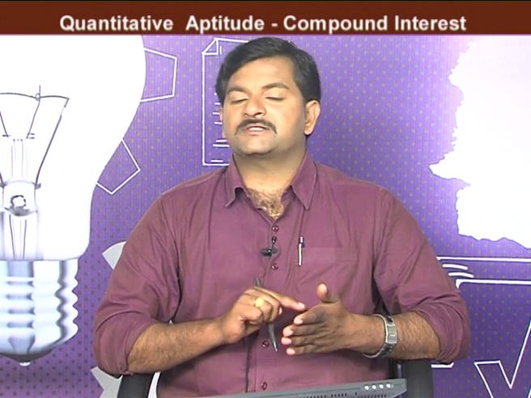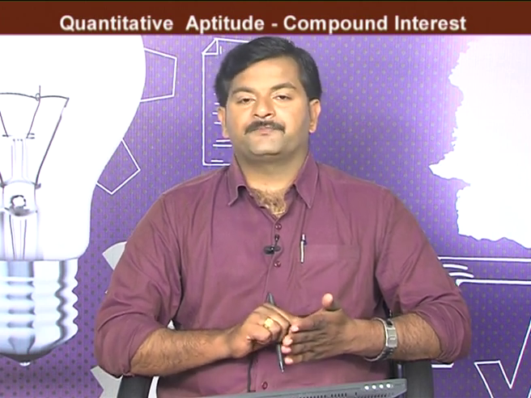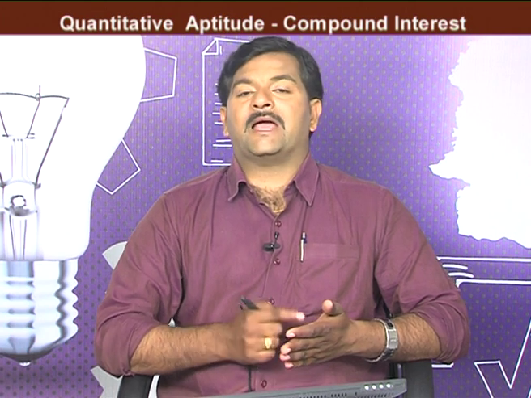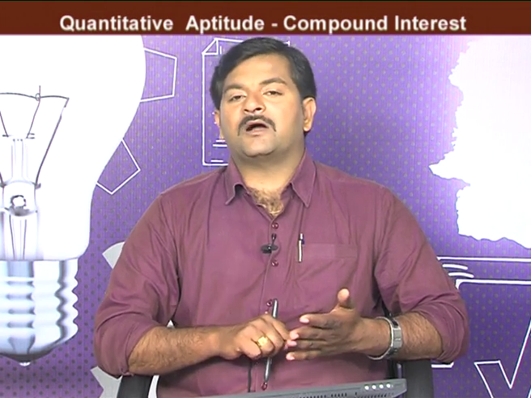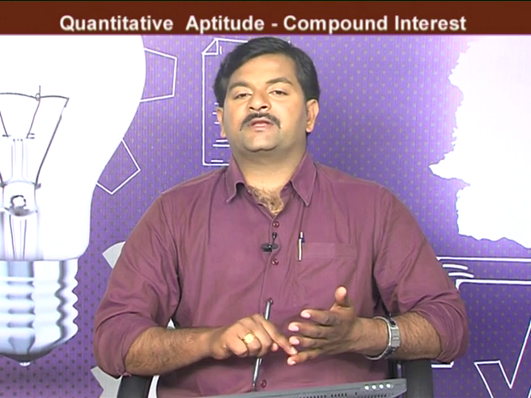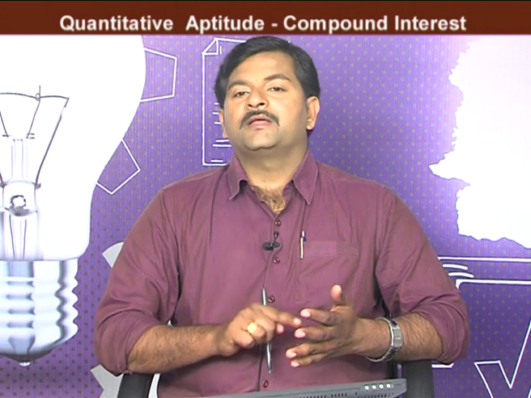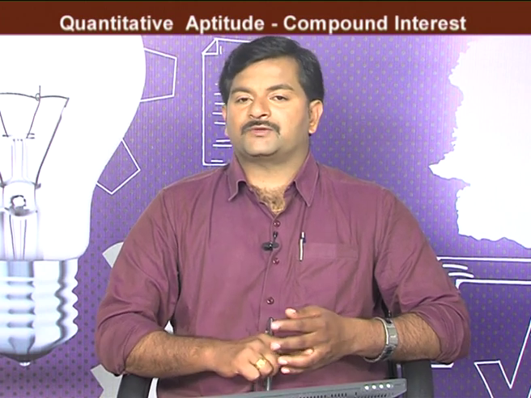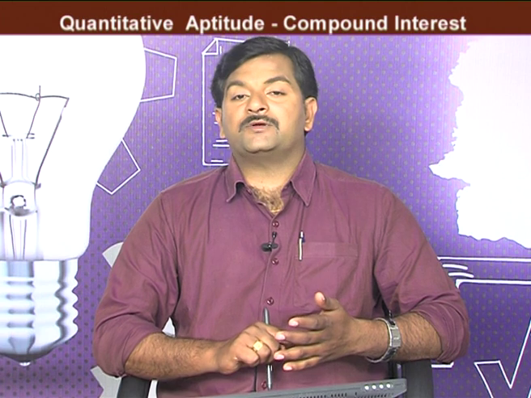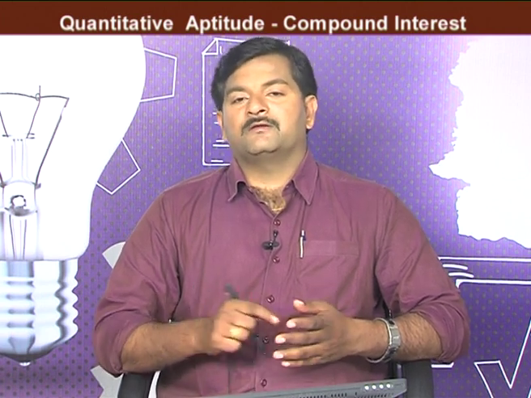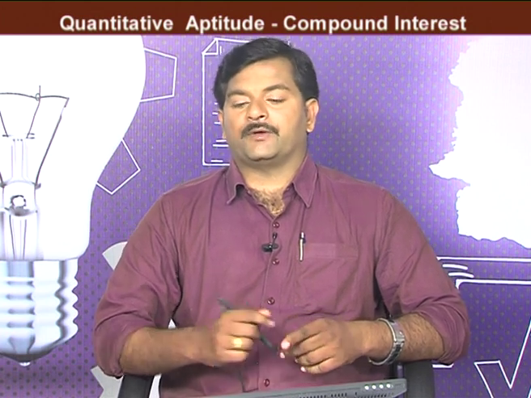I repeat this point once again. In compound interest, interest need not be compounded annually. If interest is compounded quarterly, rate of interest also should be quarterly. If interest is compounded half yearly, rate of interest also should be for half yearly. If interest is compounded annually, there is no issue. If interest is compounded once in every 2 years, then rate of interest also should be for 2 years. This we can keep on going.